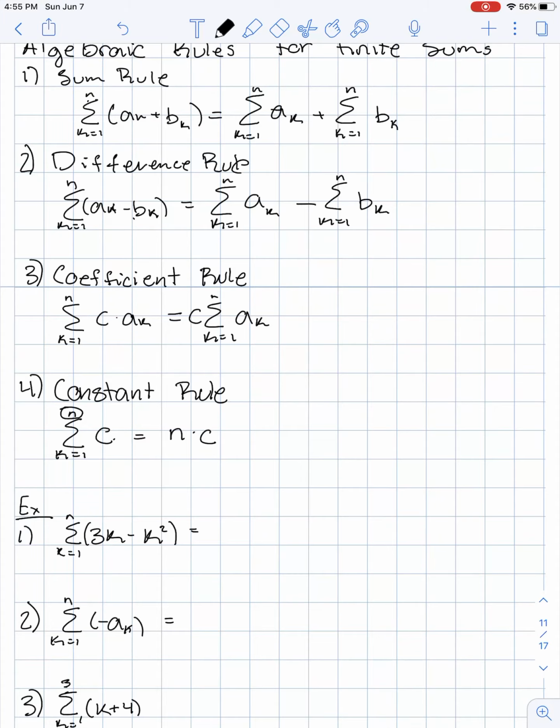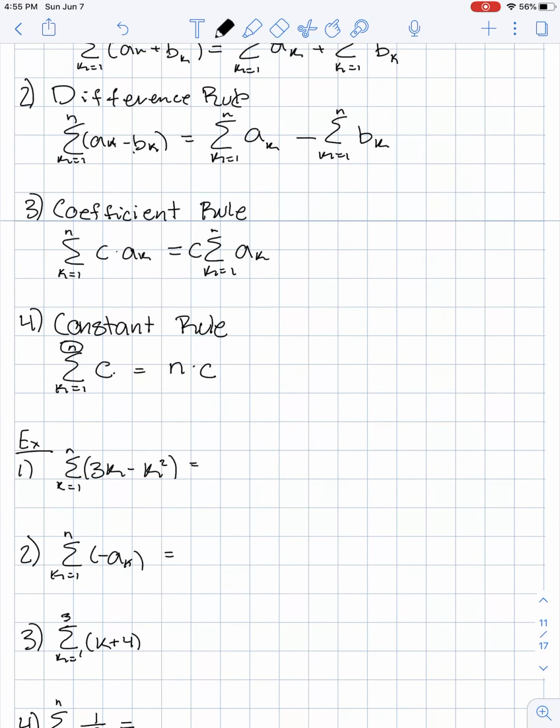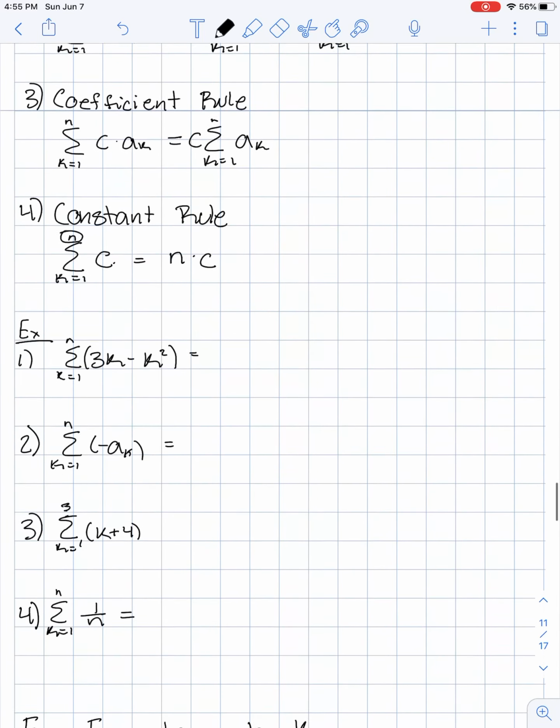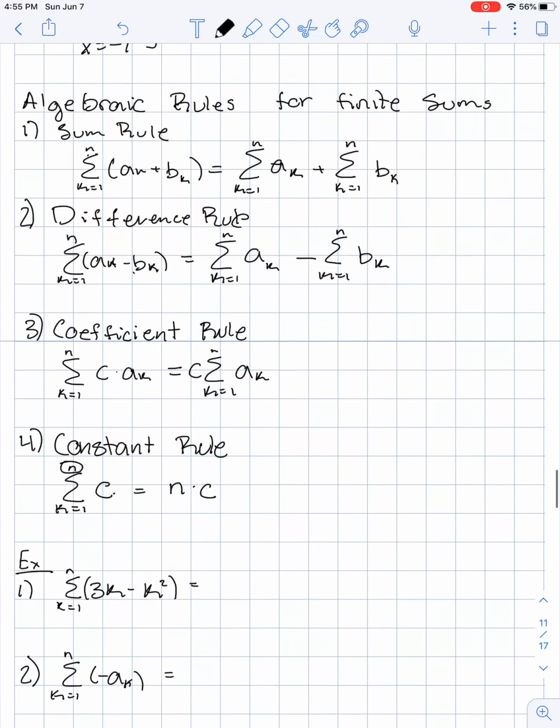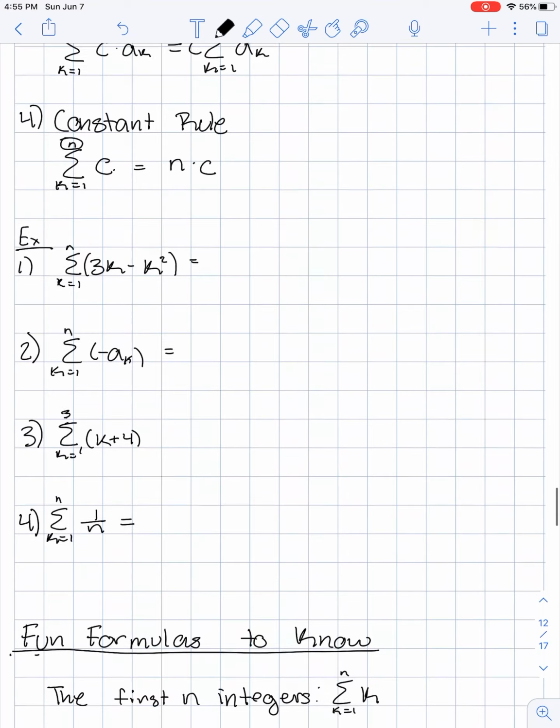All right. So let's do a few examples. We're just going to rewrite these 4 expressions using the 4 algebraic rules we just went over.